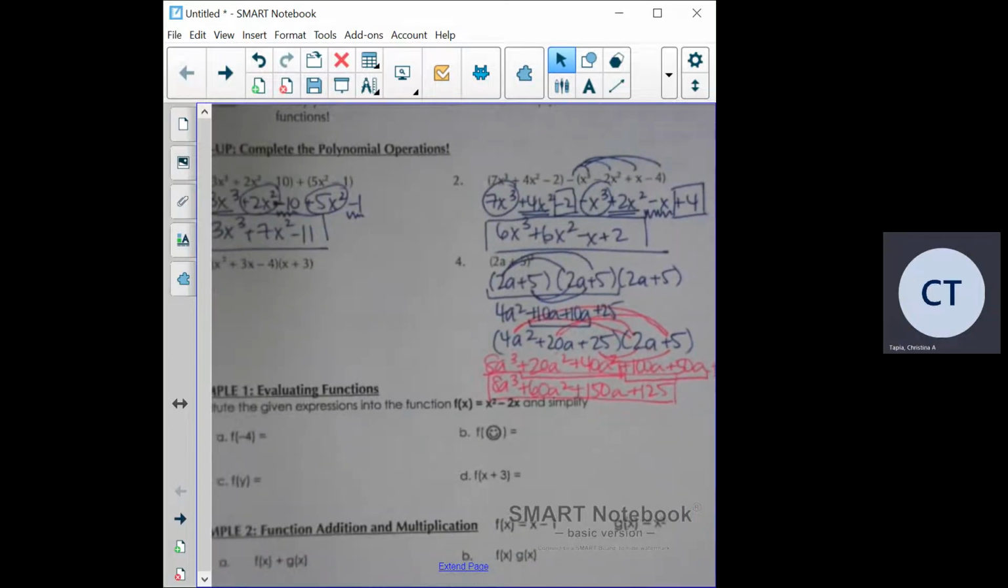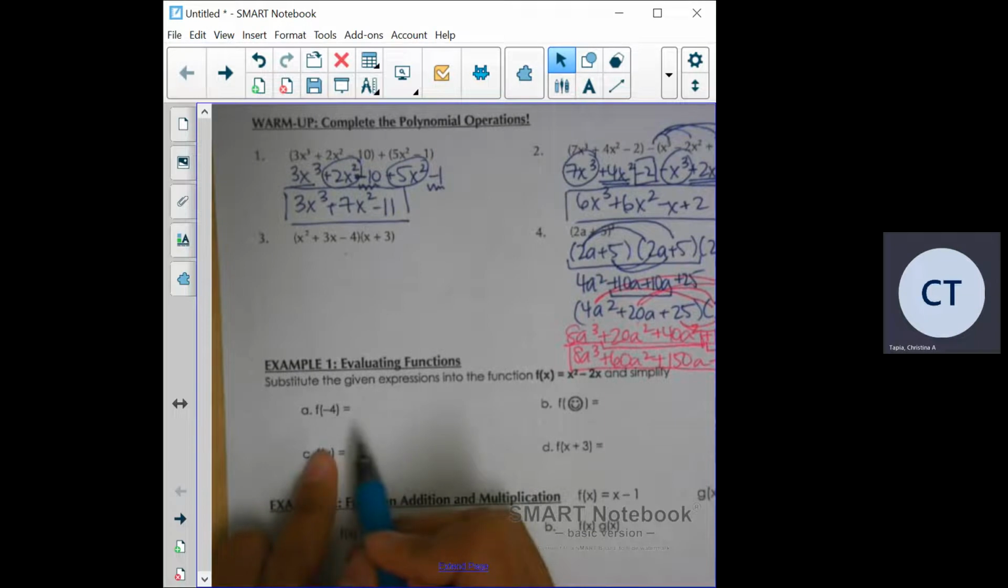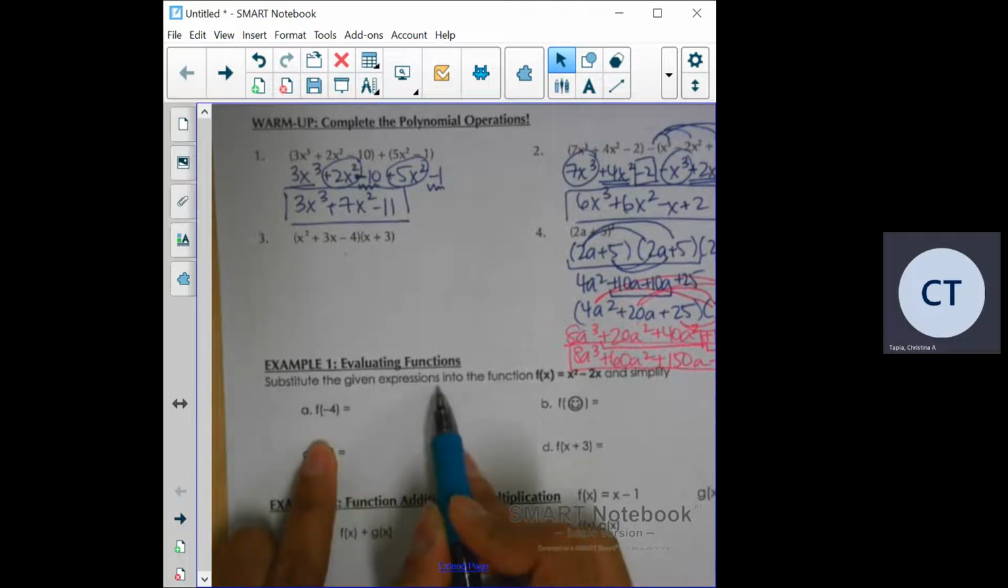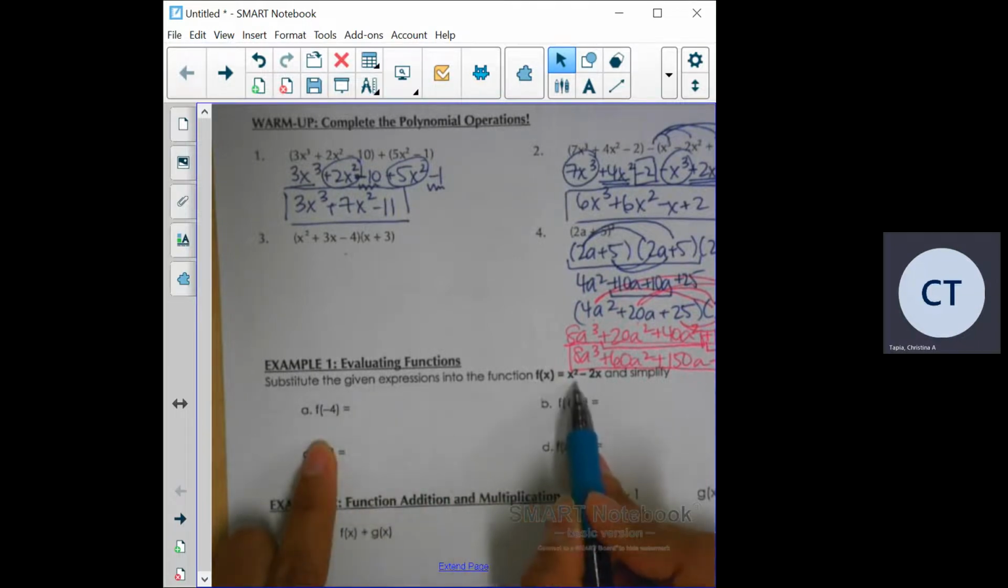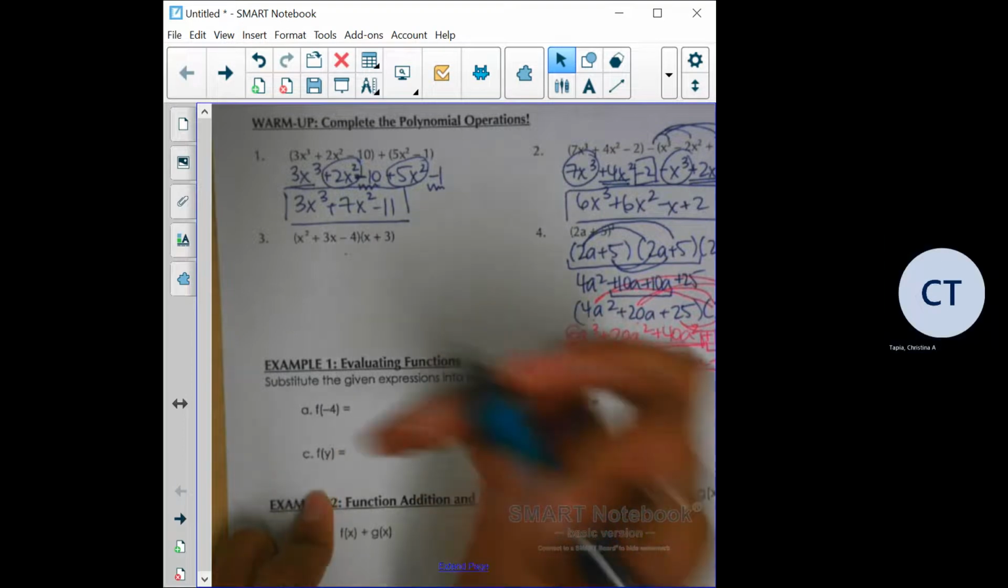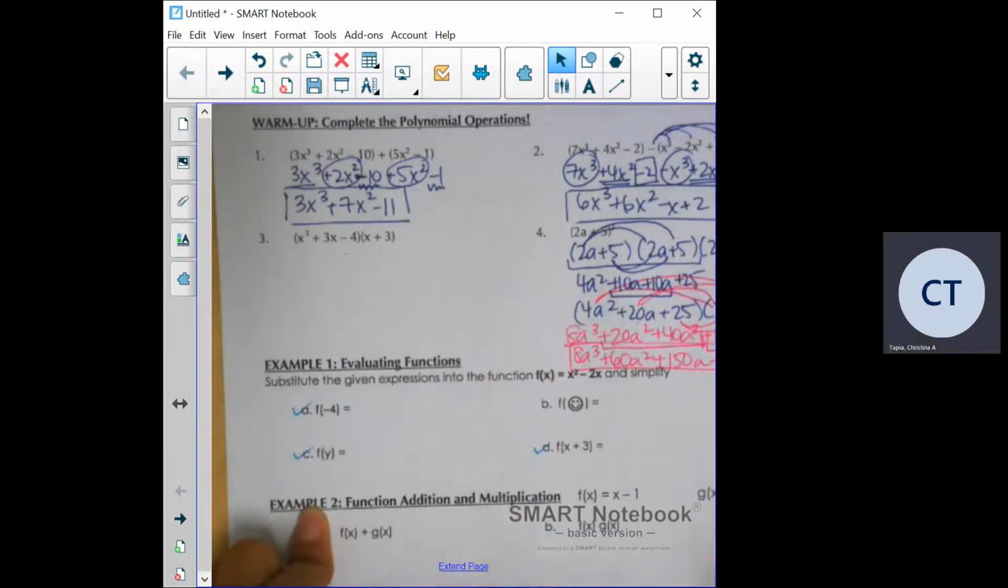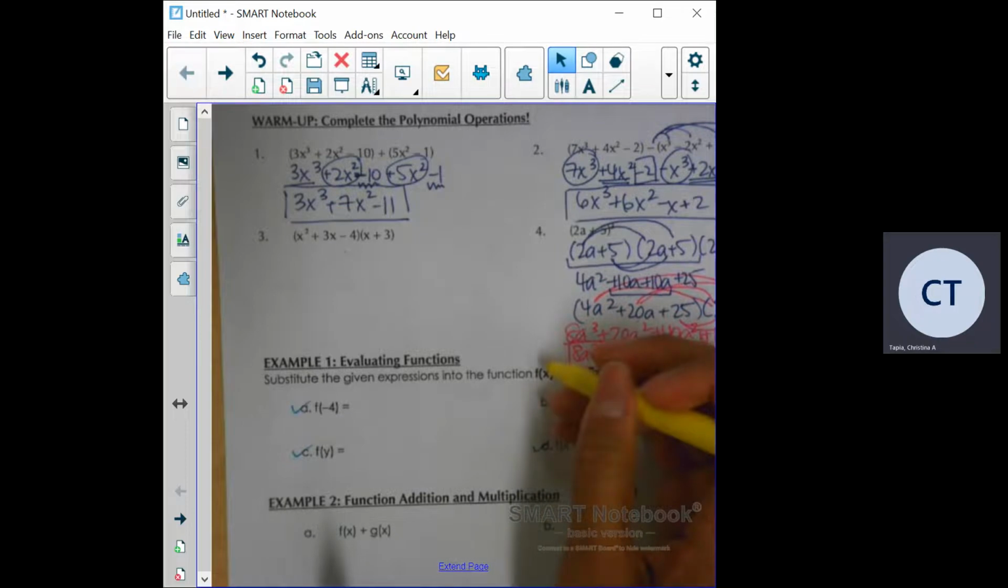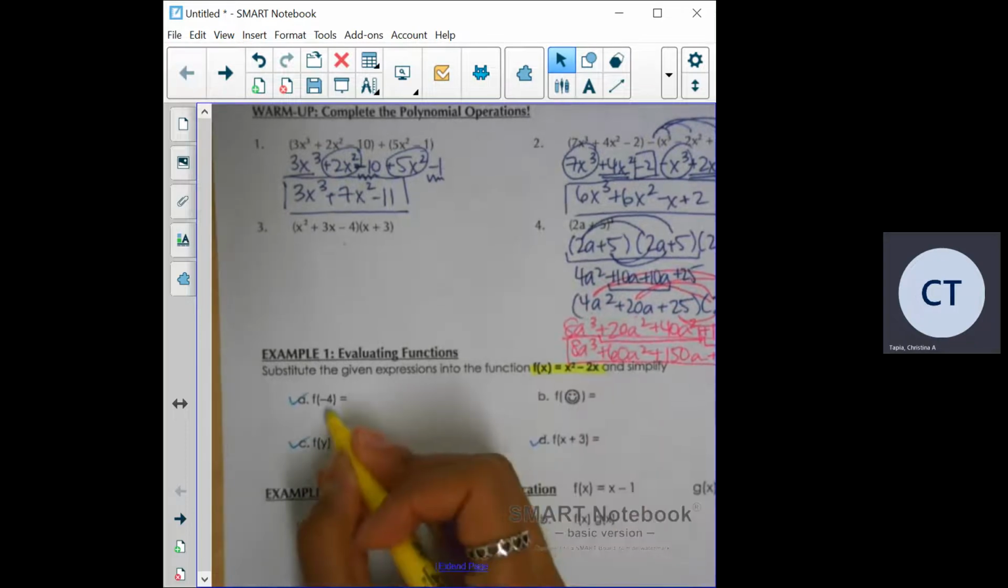In example 1, this one is asking me to substitute the given expression in for the function of x, where you have x squared minus 2x. I'm going to look at these 3 questions that I have a check mark. Okay, so I know I have this function, and I want to replace each of the parentheses that I have.